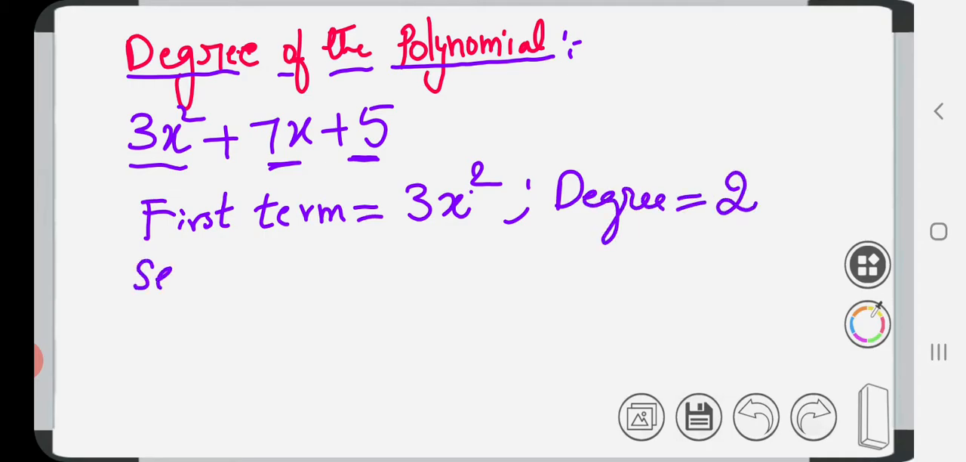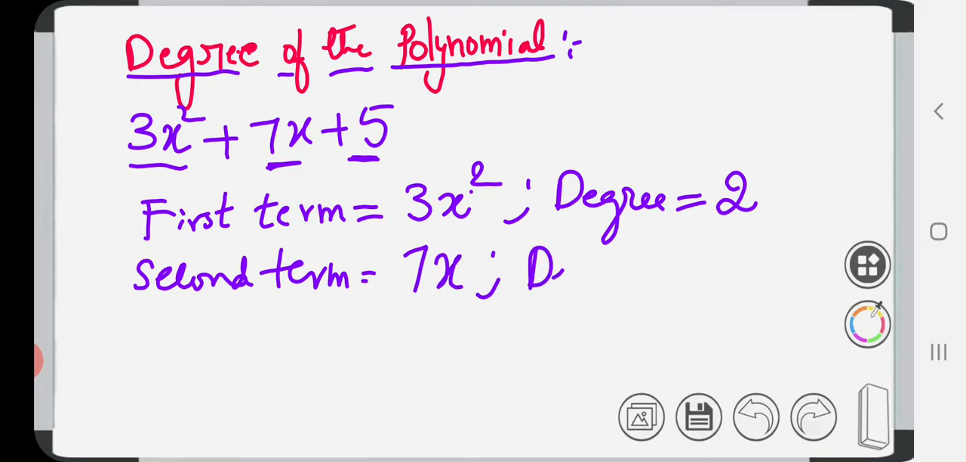And consider the second term. So in this case the second term is 7x. For this, the degree means the power of the variable. Here x is the variable, the power is 1. Therefore, the degree becomes 1 here.